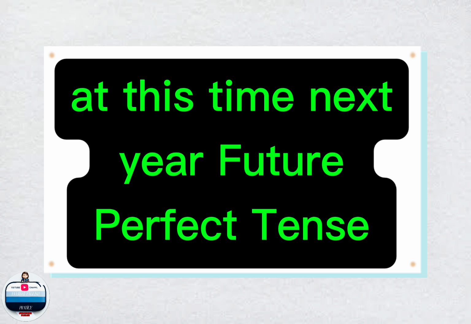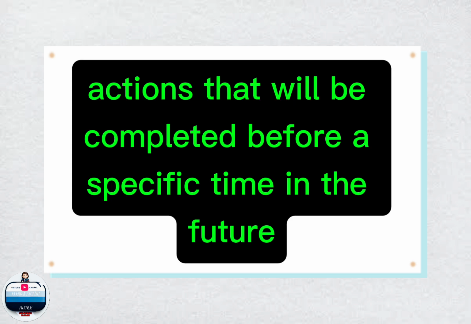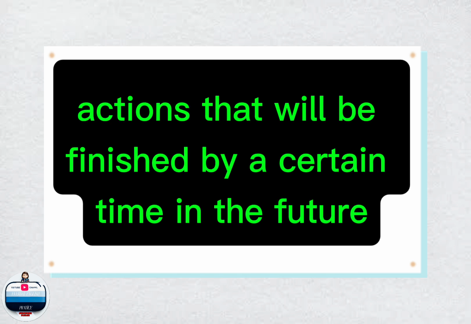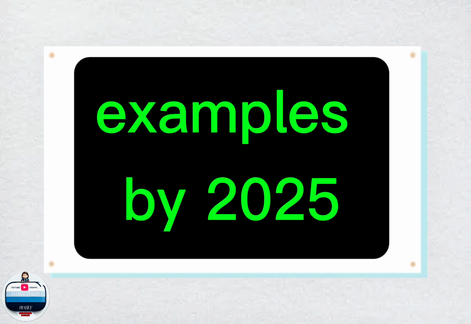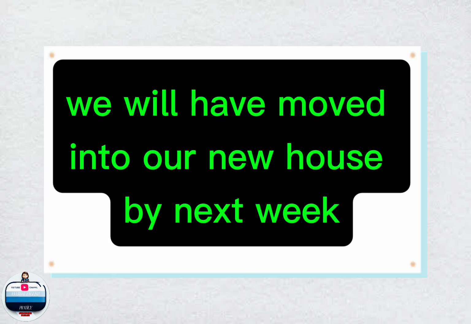Future perfect tense. The future perfect tense is used to talk about actions that will be completed before a specific time in the future. When do we use the future perfect tense? To talk about actions that will be finished by a certain time in the future. Examples. By 2025, I will have graduated. She will have finished the report by 5 p.m. We will have moved into our new house by next week.